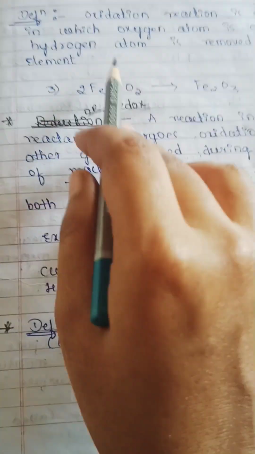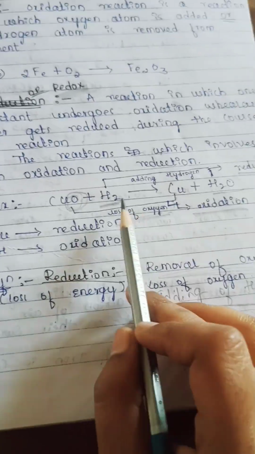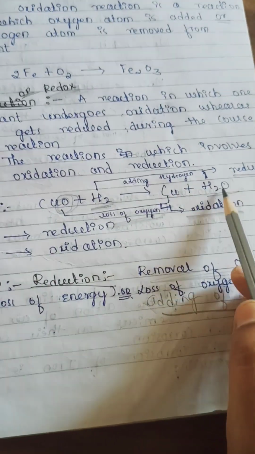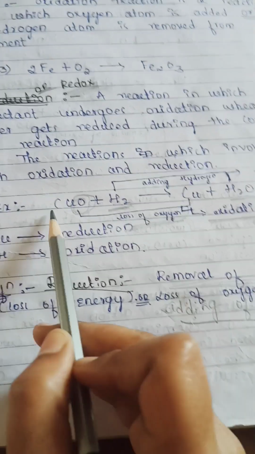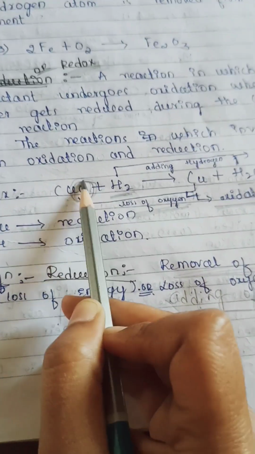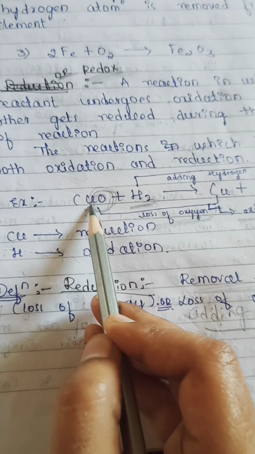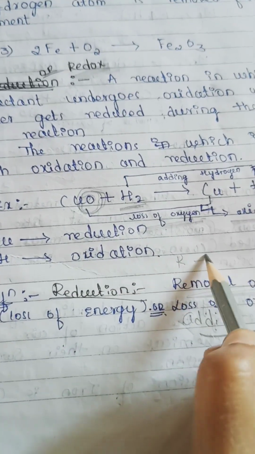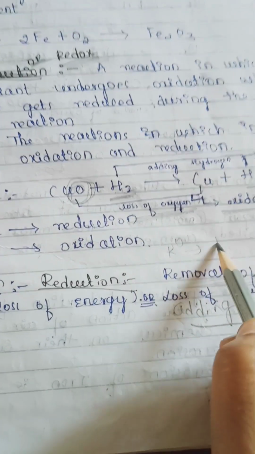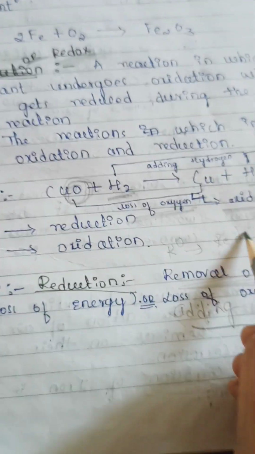Here I have an example for the redox reaction. CuO plus H2 gives Cu plus H2O. See here what happens? Oxygen is removed. So removal of oxygen is what? It is a reduction.